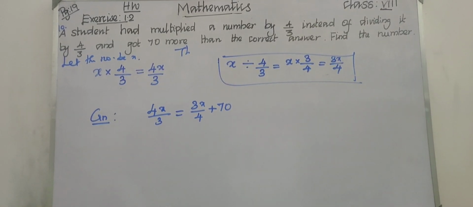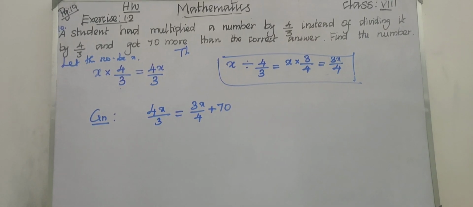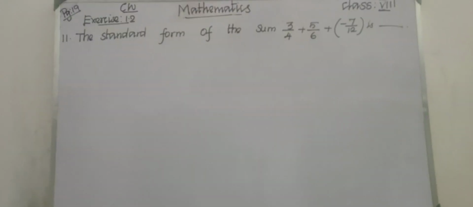Okay children, so this is your homework, okay, so let us do the objective type question, okay, see the 11th question in your book. Children, write the objective type question, 11th question, in your classwork notebook. You should write this also in your classwork notebook. Okay children, so let us solve this one.